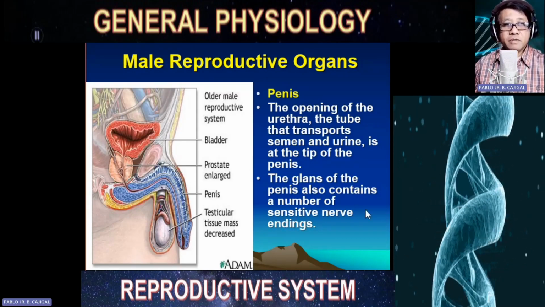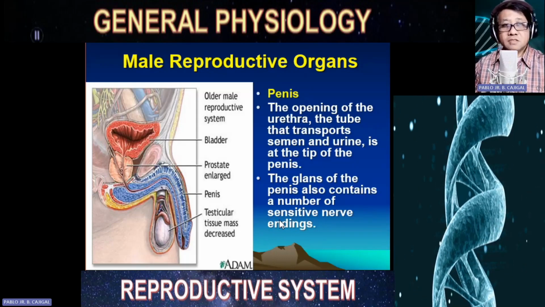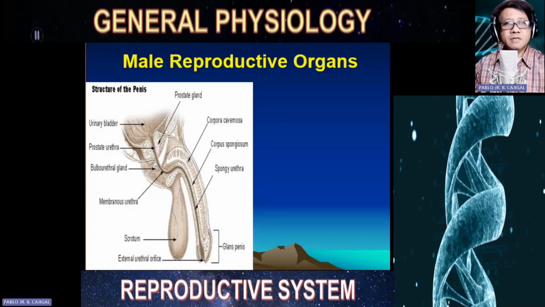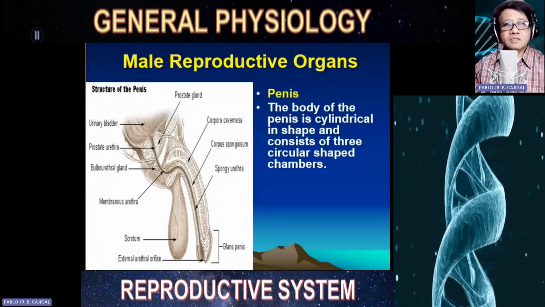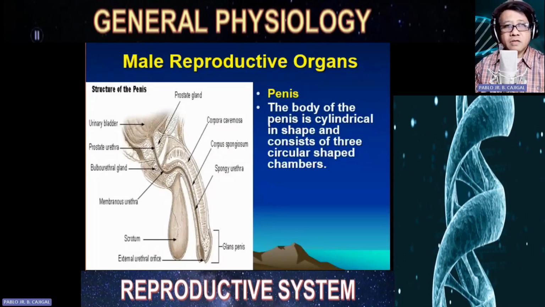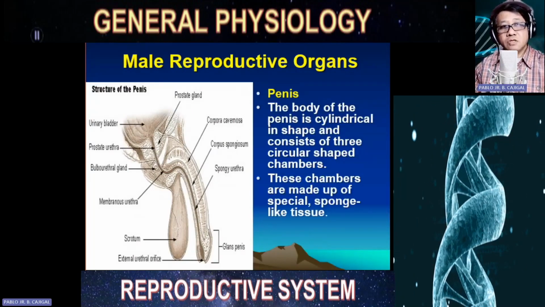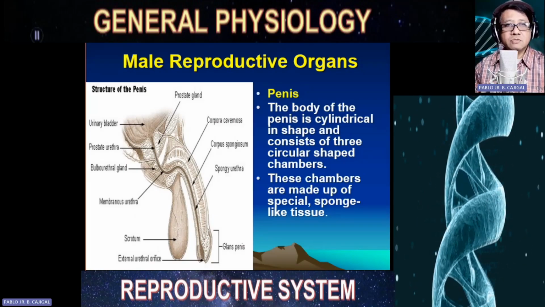Yan yung tip ng penis. So may mga nerve endings yan that makes it really sensitive, especially during the sexual act. Alright? Okay, the body of the penis is cylindrical in shape and consists of 3 circular shaped chambers. These chambers are made up of special sponge-like tissue.